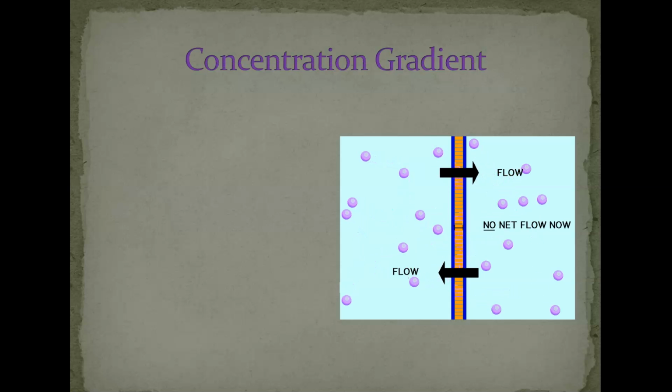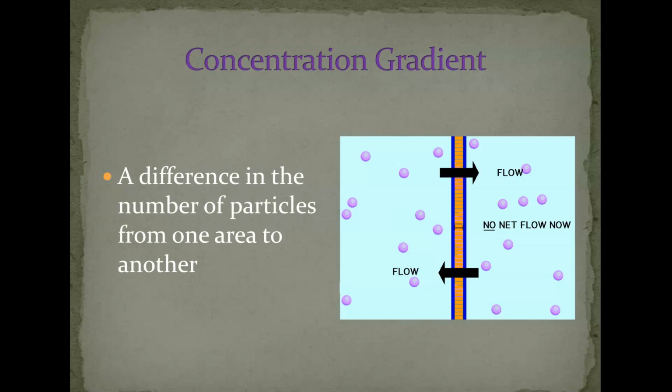So let's talk about what a concentration gradient is. So a concentration gradient is the difference in the number of particles from one area to another. So if we take a look here, we have signs that look about even. So it's even on this side and it's even on this side. So at this point there is no gradient or concentration gradient.